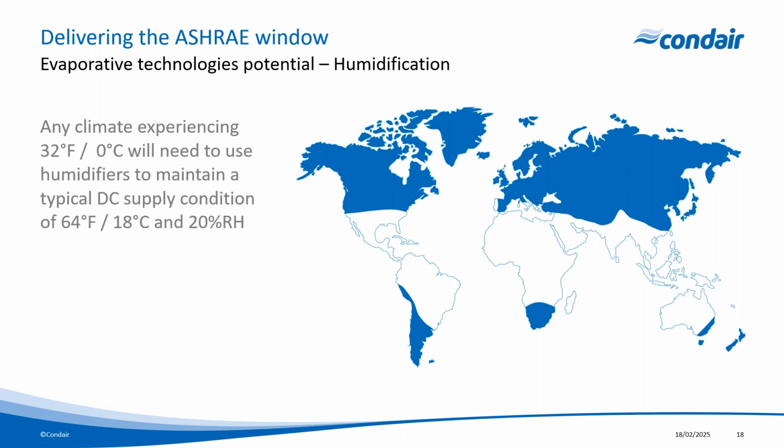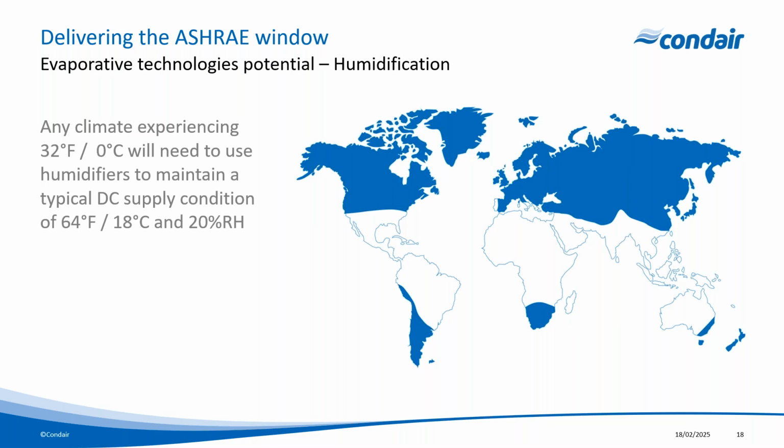But again, this will be entirely dependent on the facility and where they decide to operate their equipment. So what we're showing here on the map are the regions in blue. In this case, it's areas where we would experience temperatures below 32 degrees Fahrenheit or 0 degrees C, and looking for a supply air condition of 64 degrees Fahrenheit or 18 degrees C with a minimum humidity level of about 20%.